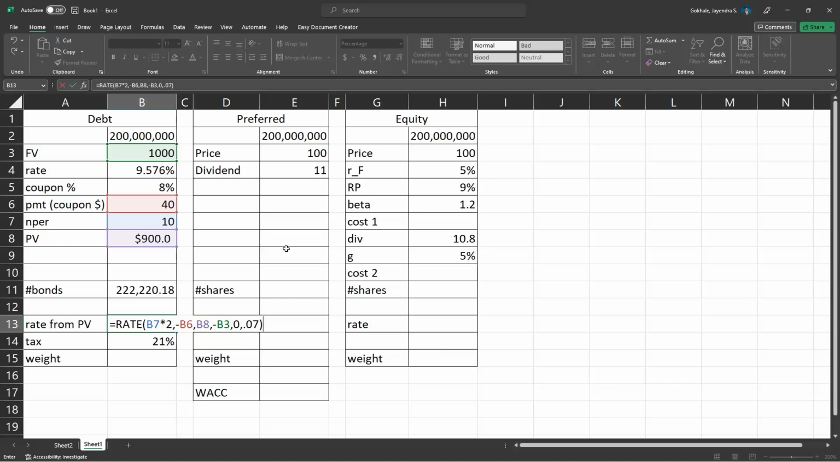And this is a semi-annual rate. To convert it into an annual rate, we'll have to multiply it by 2. There you go, 9.576. This is the same as this. Okay, and to calculate the weight, we'll come back and do that. So what we've learned is this can be done backwards as well. So the rate of debt or the cost of debt can be found using the rate function in Excel.